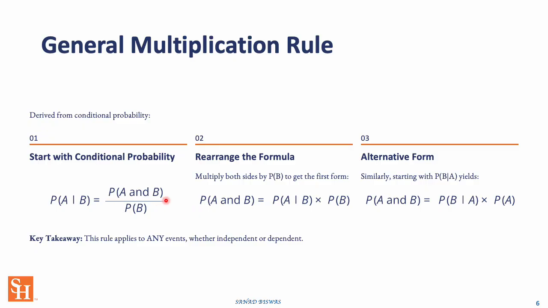Now from this equation we can write that the probability of A and B equals, we just have to multiply, the probability of A given B times the probability of B. Interchangeably, we can also write the probability of B given A times the probability of A. These two indicate the same thing, and this is true whether the two events are independent or not.